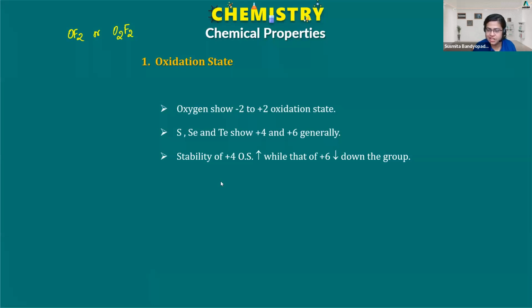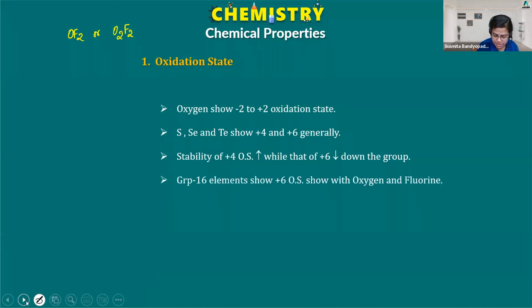pair effect officially here. So the logic is similar, but according to the textbooks, they talk of inert pair effect only for groups 13, 14, and 15, the last element of those. Anyways, due to similar reasons, the +6 stability decreases, +4 stability increases. Group 16 elements show +6 oxidation state with oxygen.